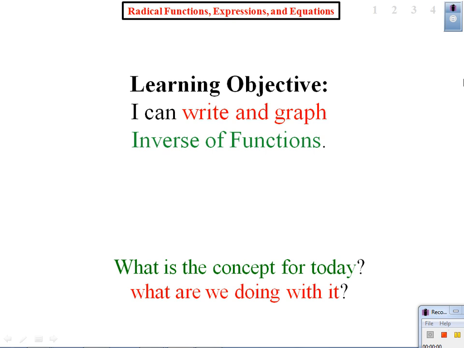Our objective for today: I can write and graph inverse functions. What's the main idea for today, everyone? The main idea is inverse functions. That is correct. So I'm going to take you back to the first 3 weeks of this school year.